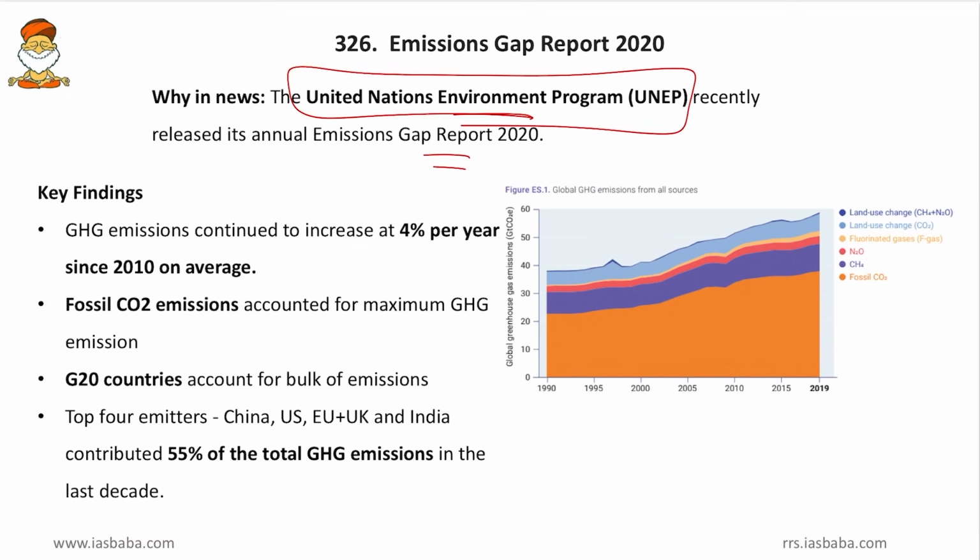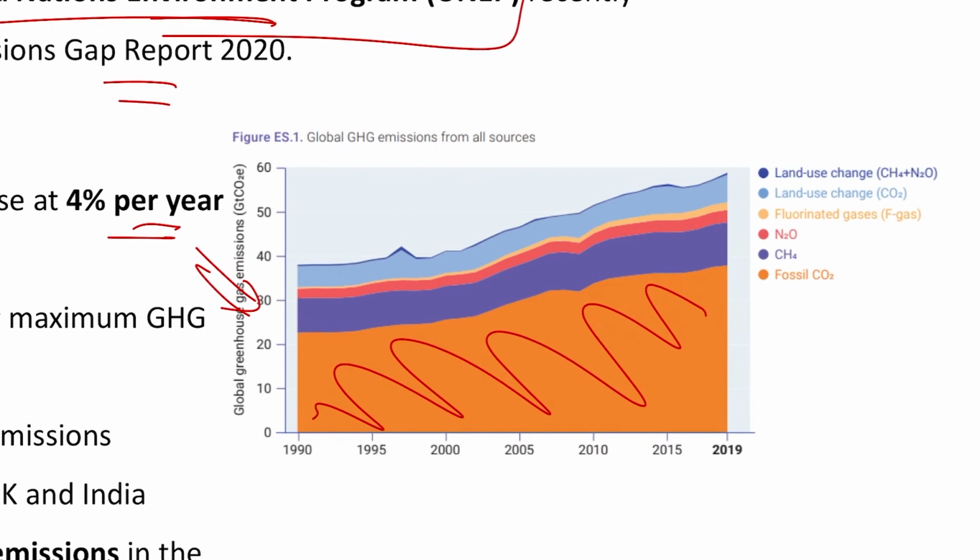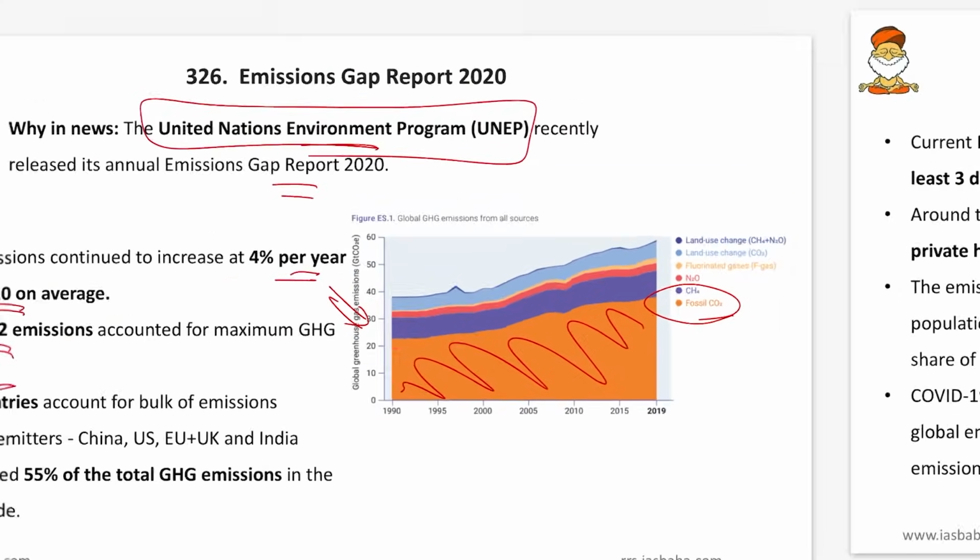Now key findings. The GHG emissions continue to increase at 4% per year since 2010 on average. So every year it is increasing by 4%. And in 2019 it increased by 2.96%. And now the temperature has reached a record high. So we know that every year the emissions are hitting new records. And then fossil CO2 emissions account for the maximum GHG emissions. In this figure we can see the orange color is shaded for fossil CO2 emissions. So this is contributing to the largest GHG emissions.